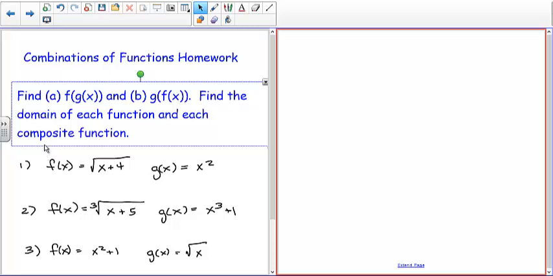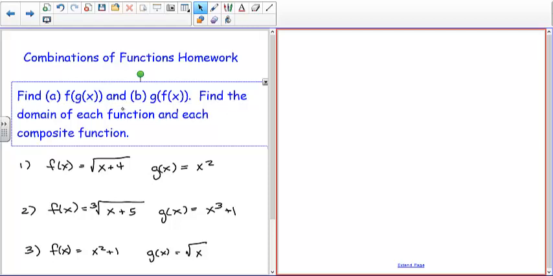Okay, so this is the combination of functions homework. The one we're going to concentrate on more is the composite function. Other composites or combinations are adding or subtracting functions to create new functions, and there's really not anything spectacular about that.